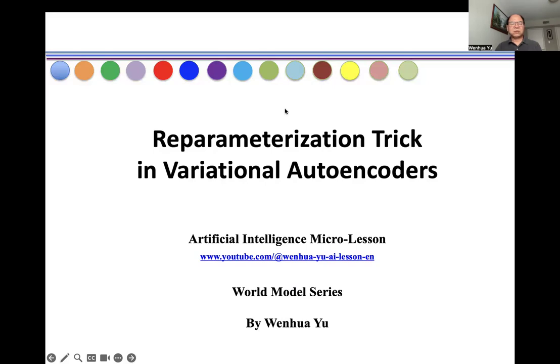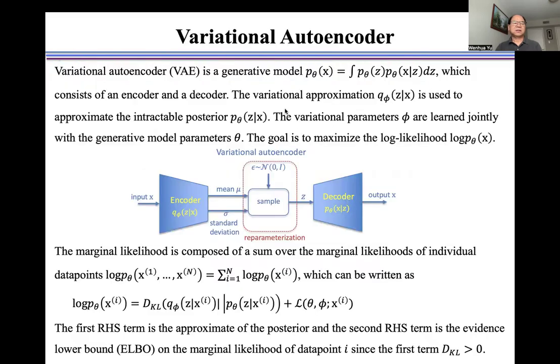In this video, I introduce the reparameterization trick in variational autoencoders. A variational autoencoder is a generative model which consists of an encoder and a decoder, as shown here. The variational approximation Q phi is used to approximate the intractable posterior P theta. The variational parameters phi are learned jointly with the generative model parameters theta.